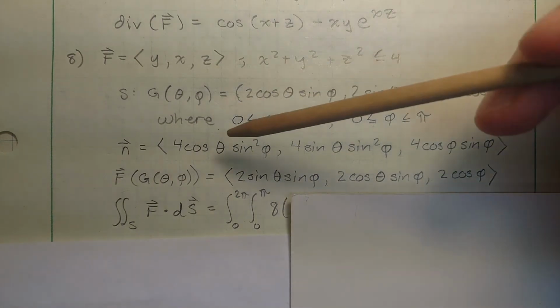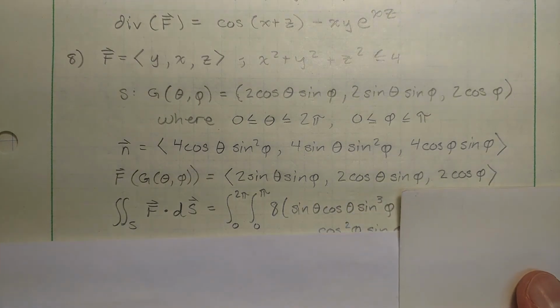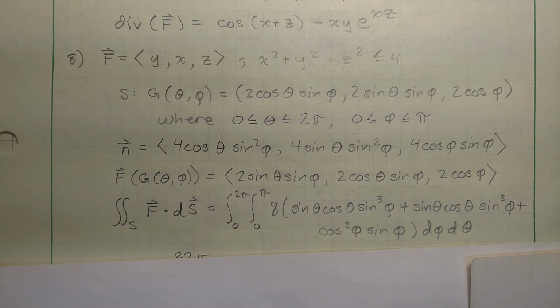And then I go along here and I see that I've got sine theta, cosine theta, sine cubed of phi, plus a sine theta, cosine theta, sine cubed of phi, plus this cosine squared phi, sine phi, and that's d phi d theta.